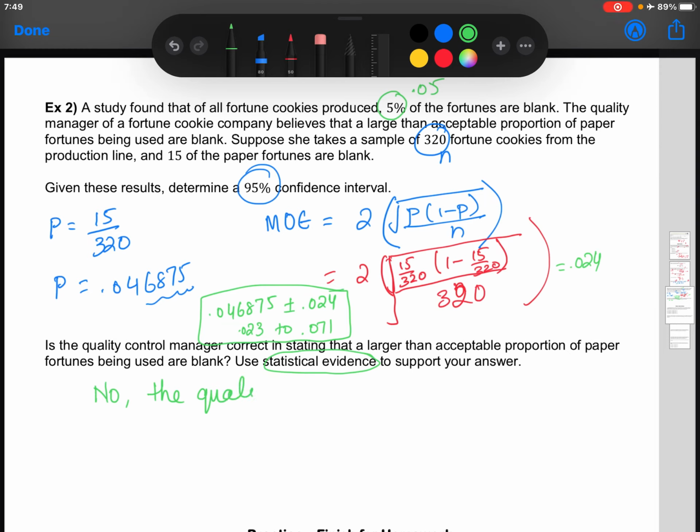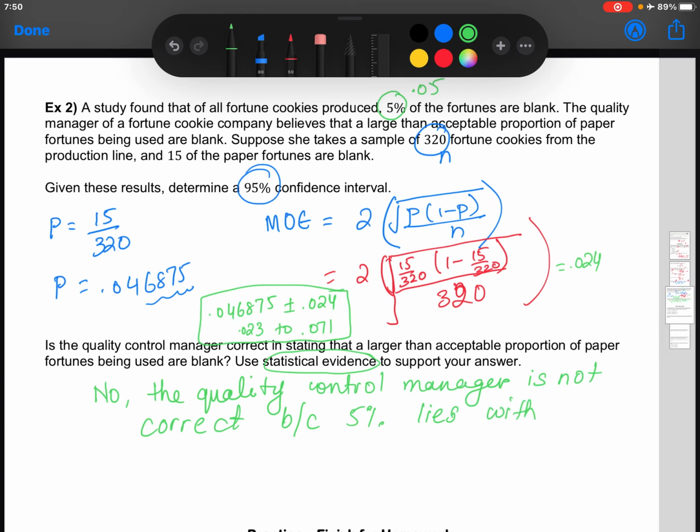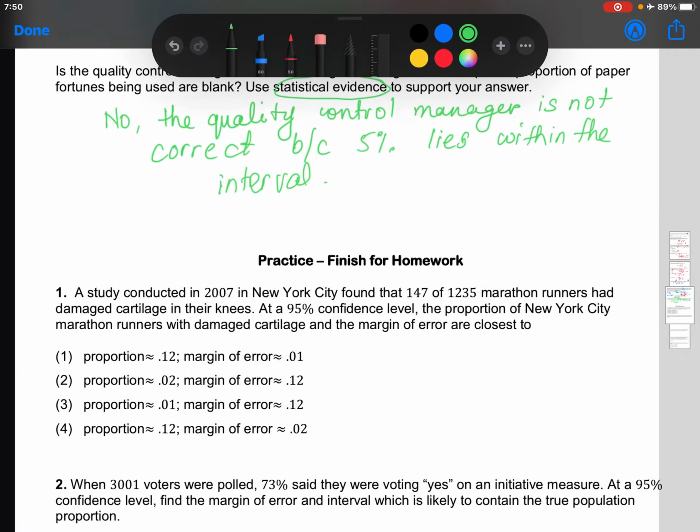So no. Just writing no or yes is not enough, please. No, the quality control manager is not correct, because 5% lies within the interval. Right? So that's basically it.